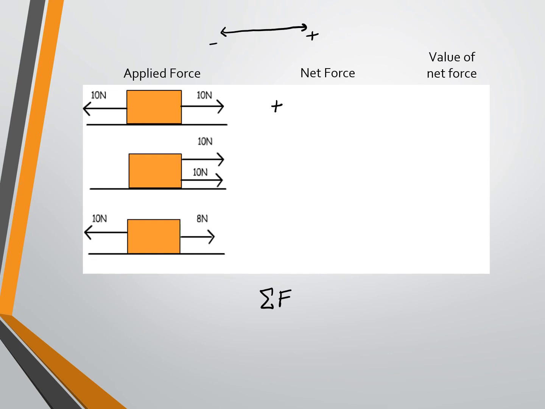So if I do that, I have a positive 10 and I have a negative 10. So I have plus 10 because I have a plus 10 force to the right, and I have minus 10 because I have a 10 force to the left. So this is how I set up my net force. Positive 10 minus 10 is going to give me a value of 0.